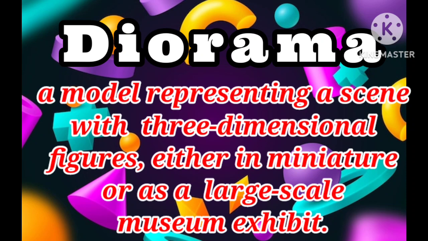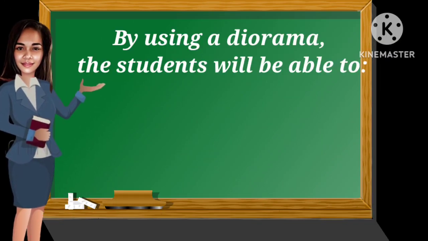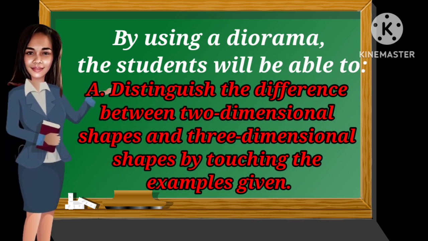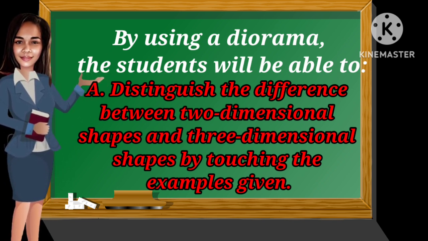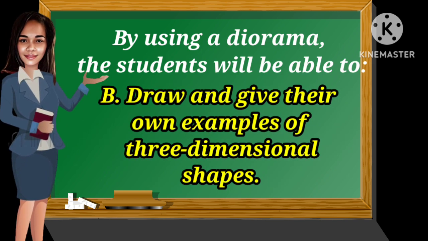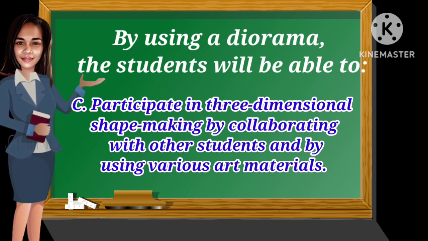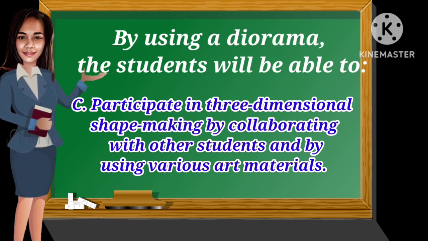A diorama is an instructional material or a model representing a scene with three-dimensional figures either in miniature or as a large-scale museum exhibit. By using this instructional material, the students will be able to distinguish the difference between two-dimensional shapes and three-dimensional shapes by touching the examples given. Draw and give their own examples of three-dimensional shapes. Participate in three-dimensional shape making by collaborating with other students and using various art materials.